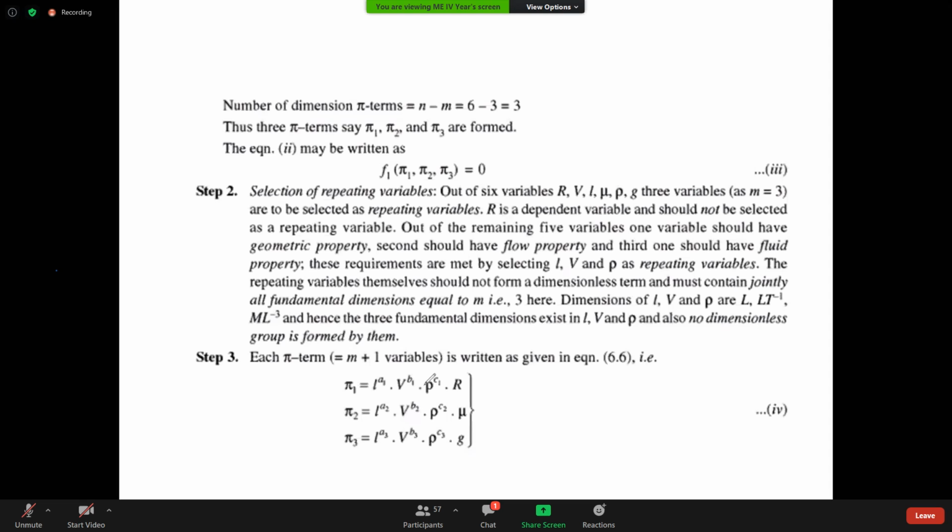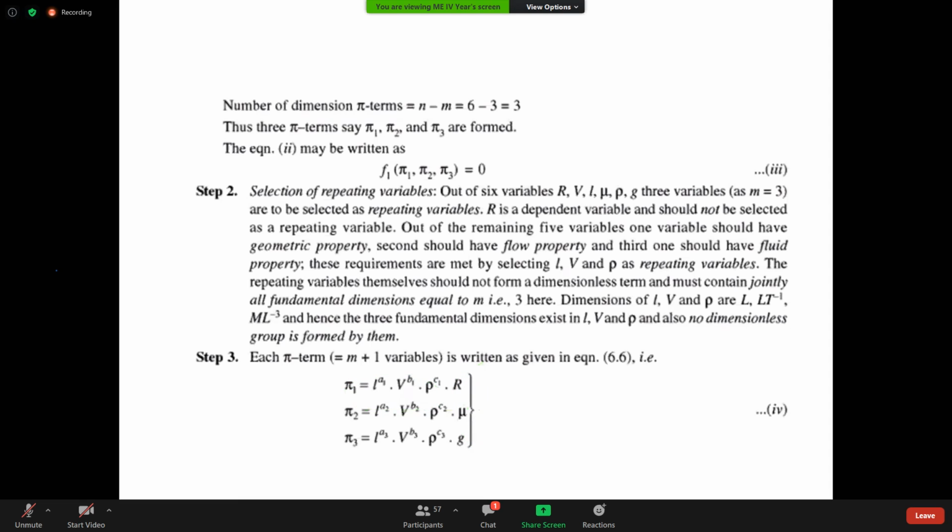Because we chose these as repeating variables, the remaining variables are these. That is the reason we are not repeating this. For example, if it is a flow property, only one property has to be considered as the repeating variable. If it is a fluid property, one property has to be repeated as the repeating variable. If it is a geometric property, one needs to be repeated. That is the rule for doing Buckingham's pi theorem. The remaining need to be given.